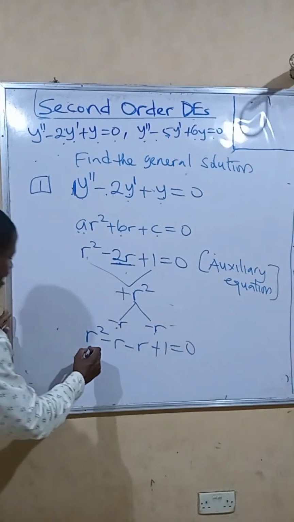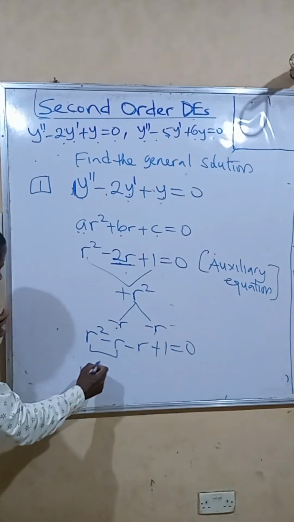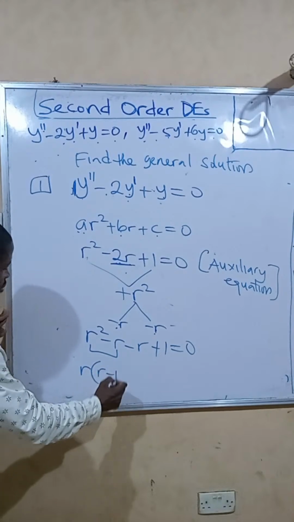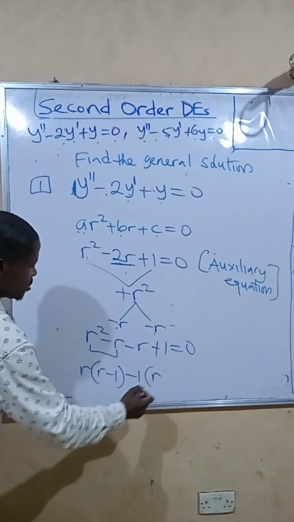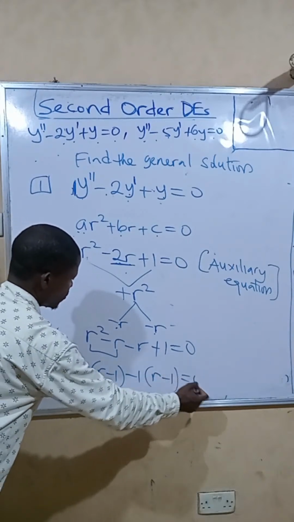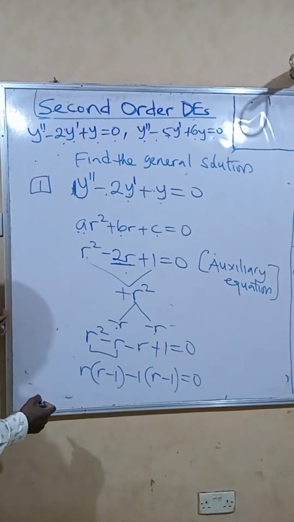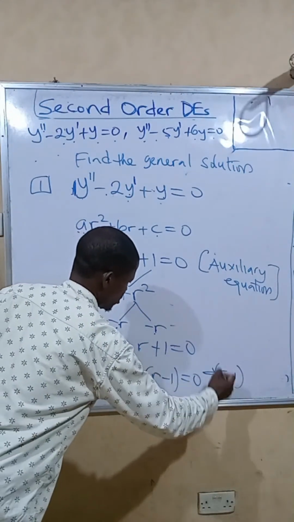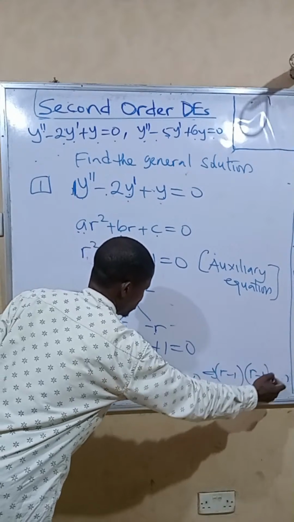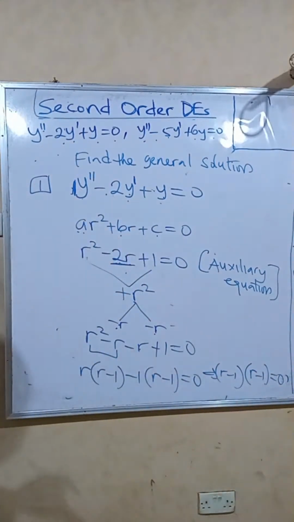And then begin to pair it. This one and this one, R is common. Okay, so we have R minus 1. This one and this one, minus 1 is common. Take it out. We have R minus 1 equal to 0. Okay, so if you solve it, that will be equal to what? We're going to have R minus 1 into bracket R minus 1 equal to 0. So that's what we have there.